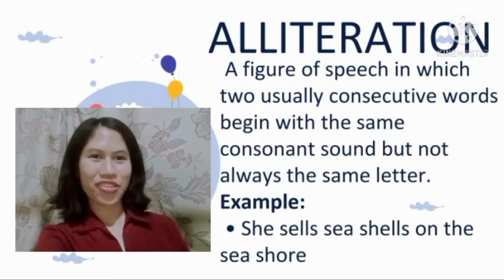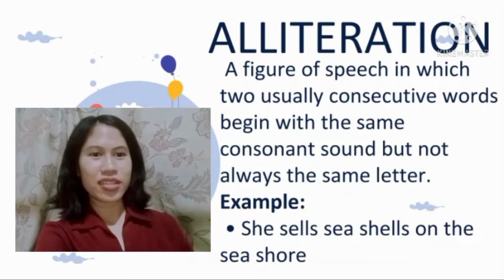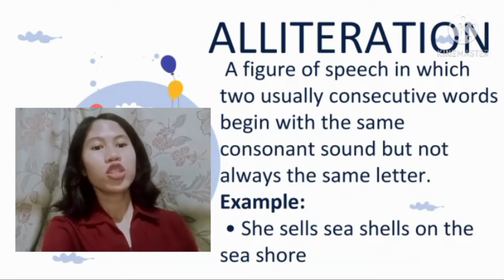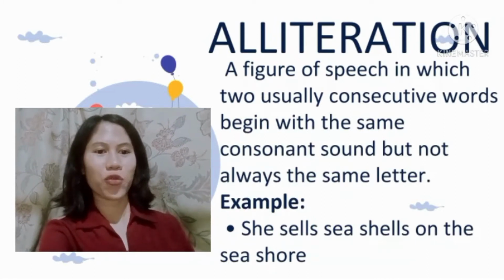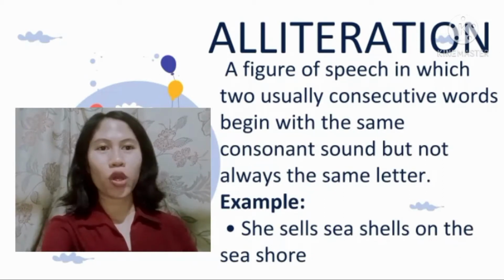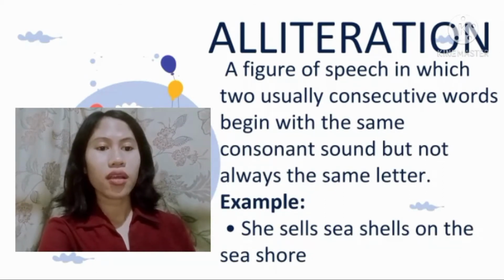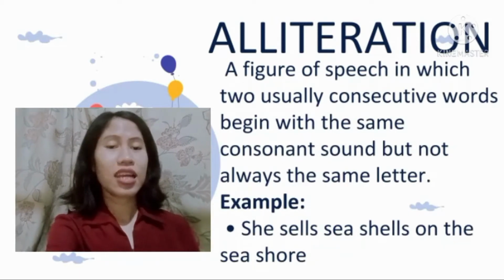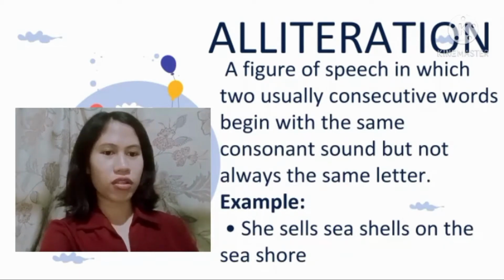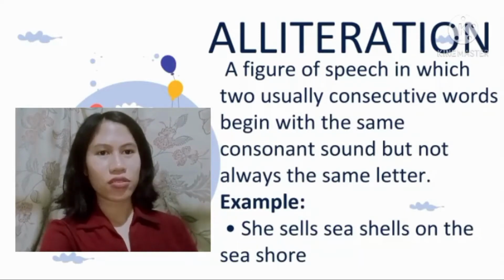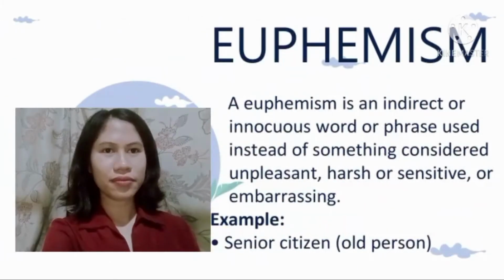Next is alliteration. Alliteration is a figure of speech in which two usually consecutive words begin with the same consonant sound but not always the same letter. For example, in the sentence, she sells seashells on the seashore, the S sound is repeated.